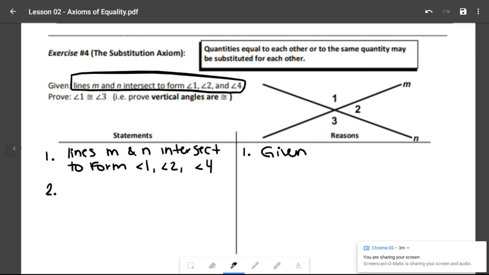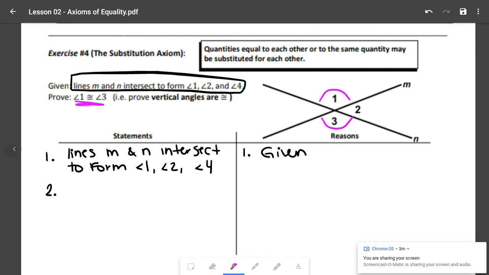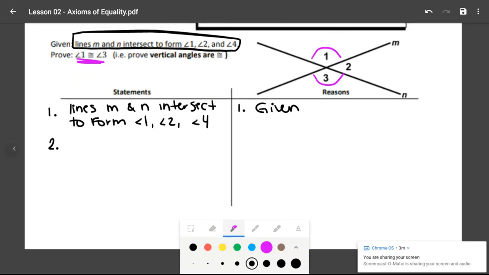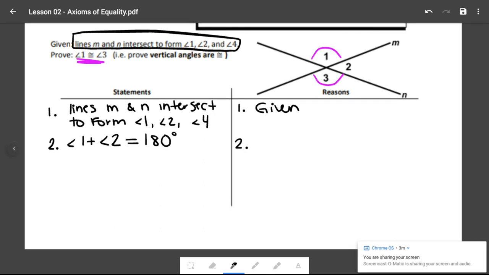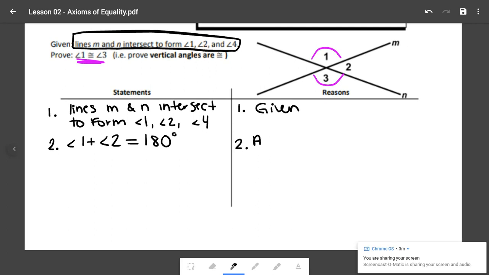Now, our next idea is just to prove why vertical angles are congruent. It's something we already know, but we're just kind of going to find some backup. We're going to prove it. That's our goal here. So that should be the last step of our proof when we're done. Now, as I'm going through, I need to think of anything I might know. So something that I know is that angle 1 and angle 2 equal 180 degrees. I know that because angles on a line add to 180 degrees.